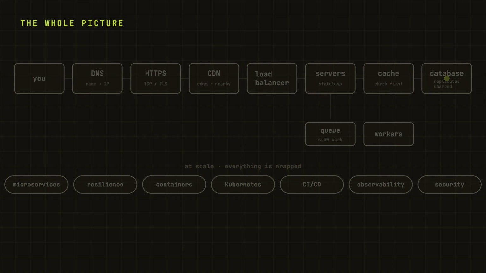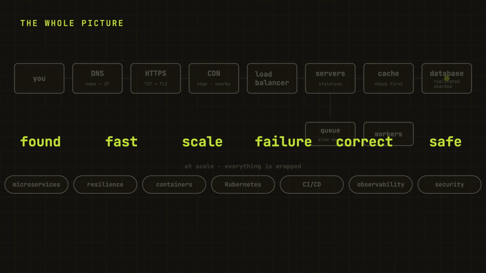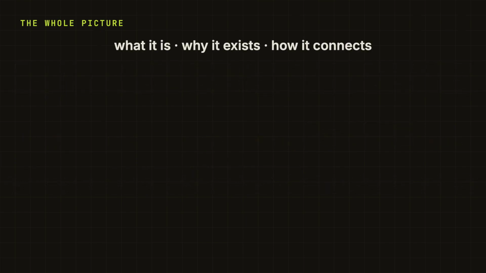Every single piece exists to solve one specific real problem. Being found, being fast, handling scale, surviving failure, staying correct, staying safe. And you now understand not just what each one is, but why it exists and how it connects to the rest. And honestly, this is exactly what a system design interview is checking. And it is also the difference between using these tools and actually understanding them. And that part stays with you long after any one interview.